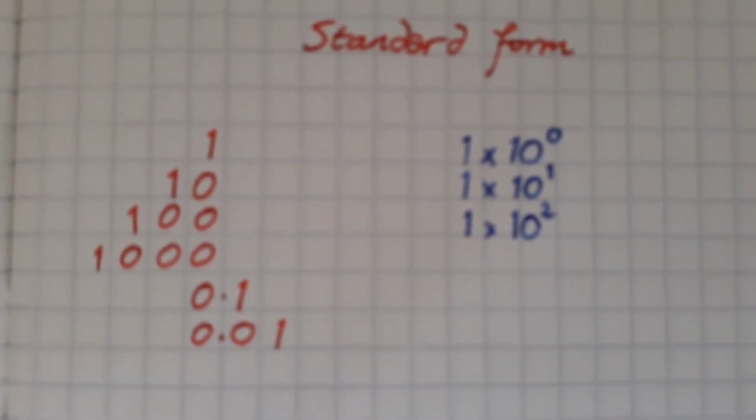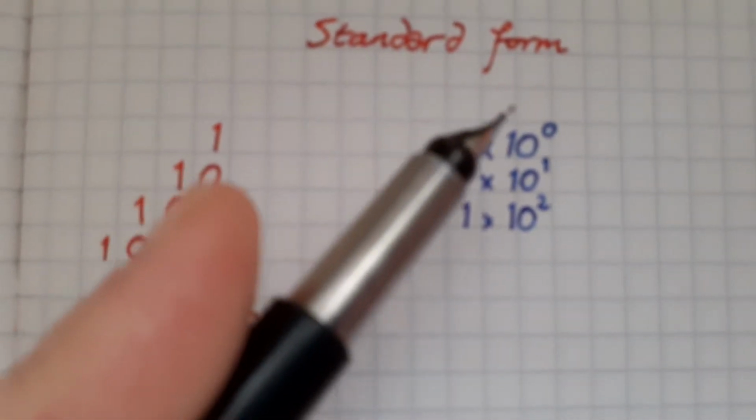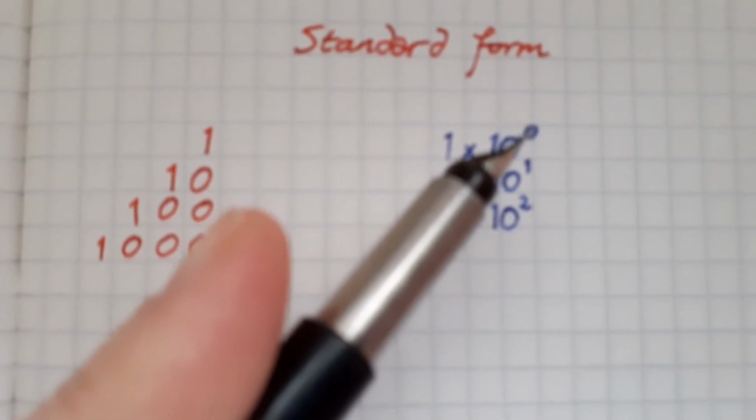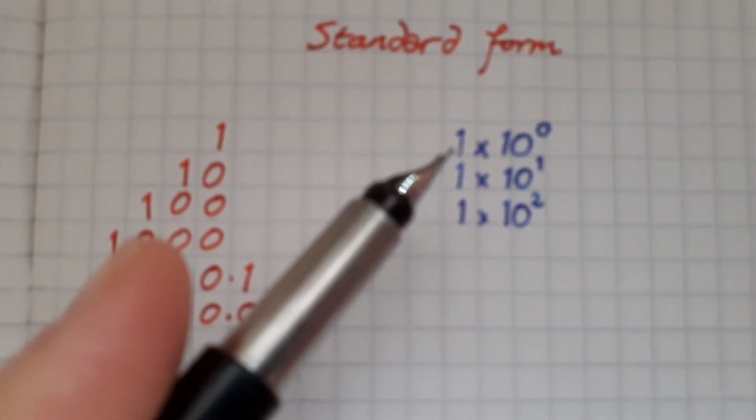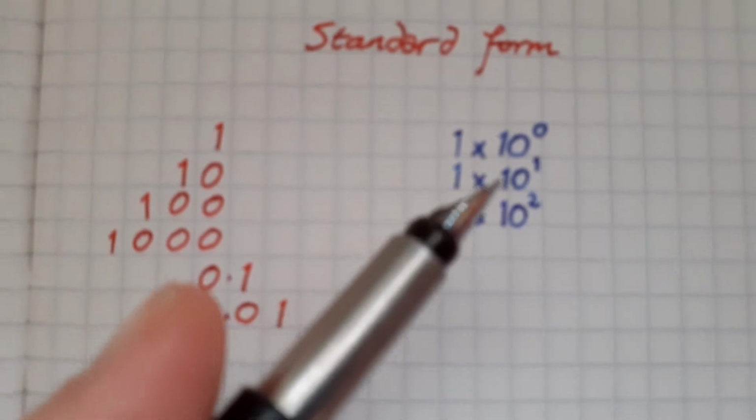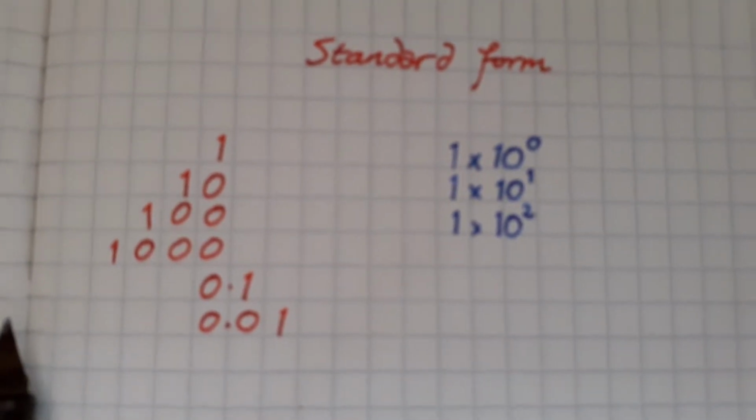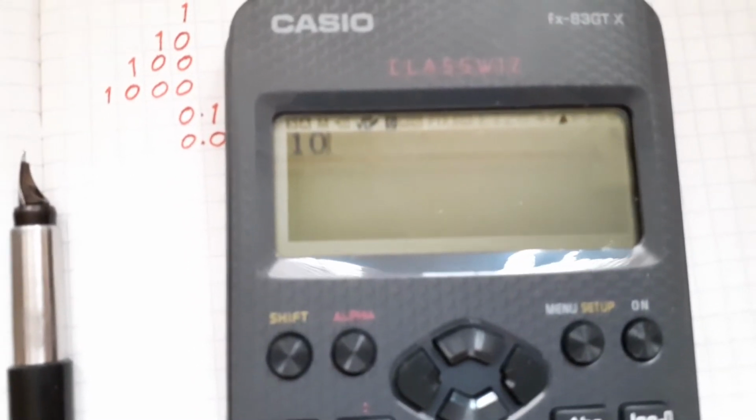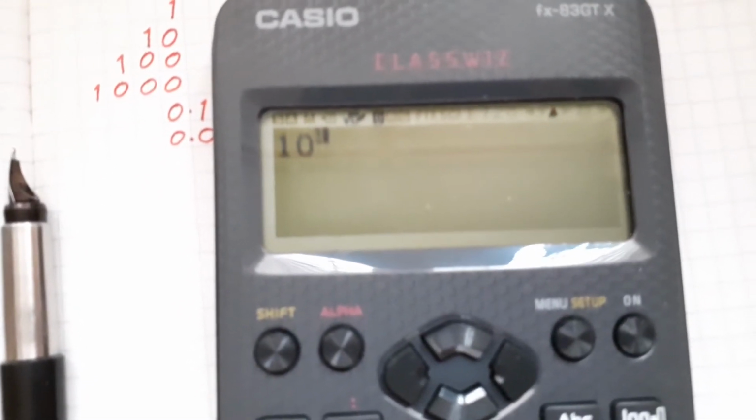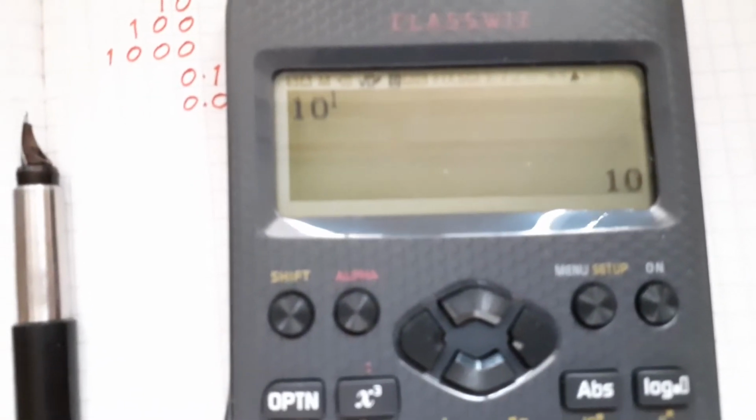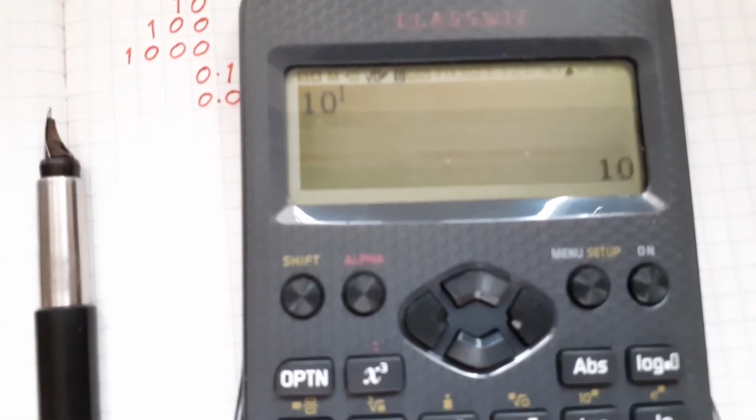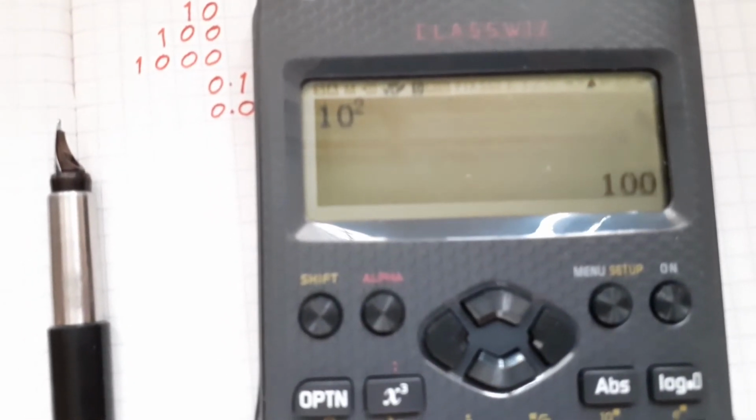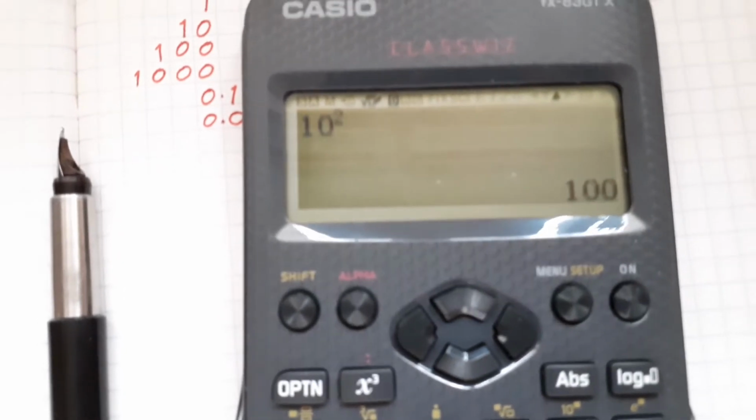Or you can think of it like this. Anything to the 0 is 1. Anything times, so 1 times 1 is 1. 1 times 10 to the 1. Okay, so if we just pop it in this, 10 to the 1 is 10. Anything times 10 is going to move it one place to the left. 10 squared is 100. Anything times 100 moves it 2 places to the left.